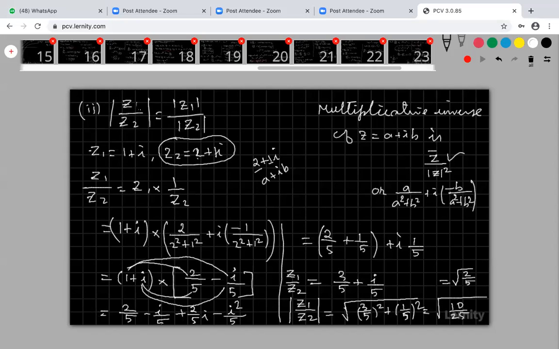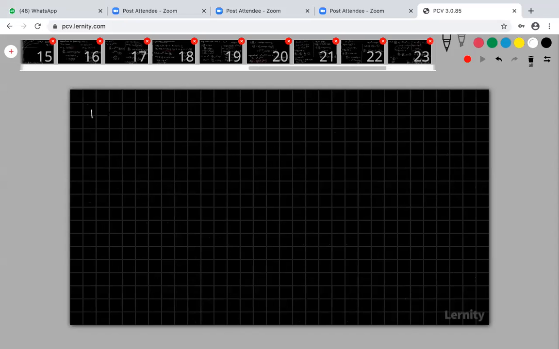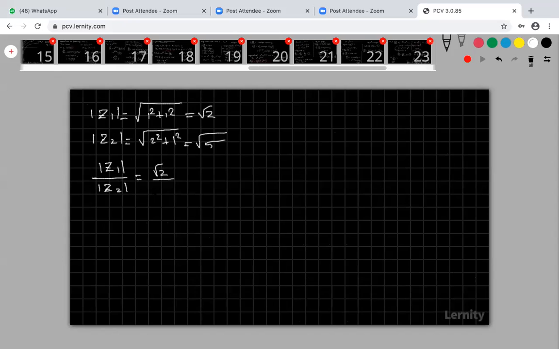So now I am getting the left hand side answer. Modulus of z1 by z2 is root of 2 by 5. Come to the right hand side. What is my right hand side? My magnitude of z1 is nothing but root of 1 square plus 1 square, that is root 2. What is my magnitude of z2? My z2 is 2 square plus 1 square, so that is 4 plus 1, 5. So magnitude of z1 by magnitude of z2 is nothing but root 2 by root 5. So this is nothing but root of 2 by 5. Look at that, both are same.